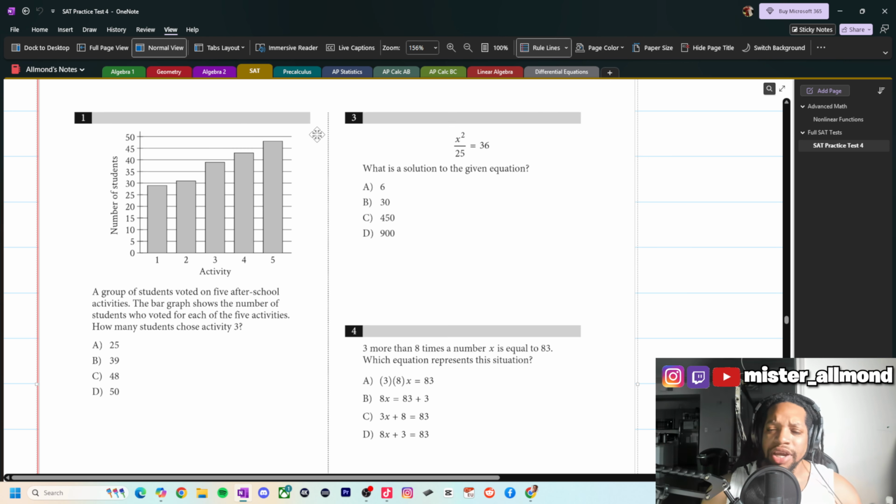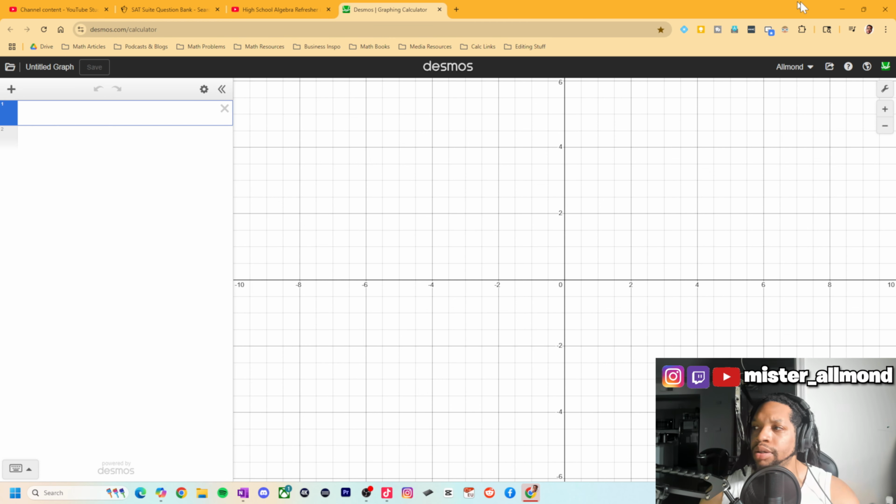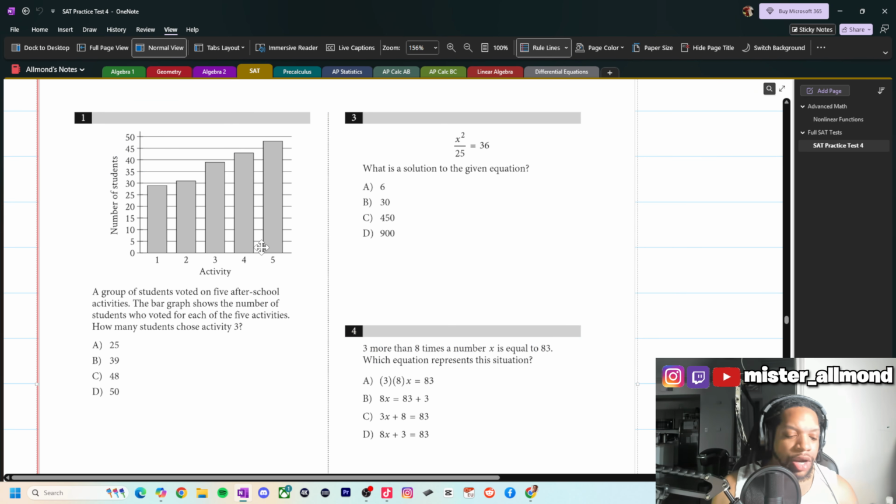We can use Desmos on every problem now, apparently. So I guess I can have that prepared. But other than that, let's go. All right. I think they start off easy and get harder.